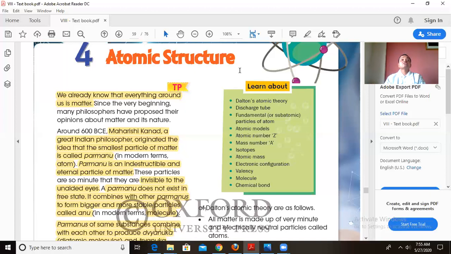It was around 600 BCE that Maharshi Kanada, an Indian scientist or Indian philosopher, firstly put forth the idea of matter.